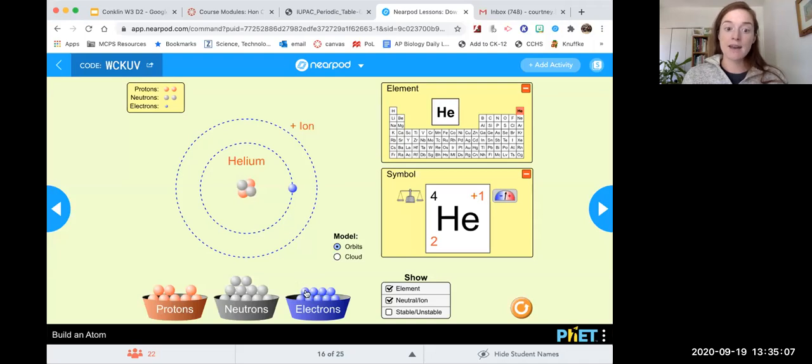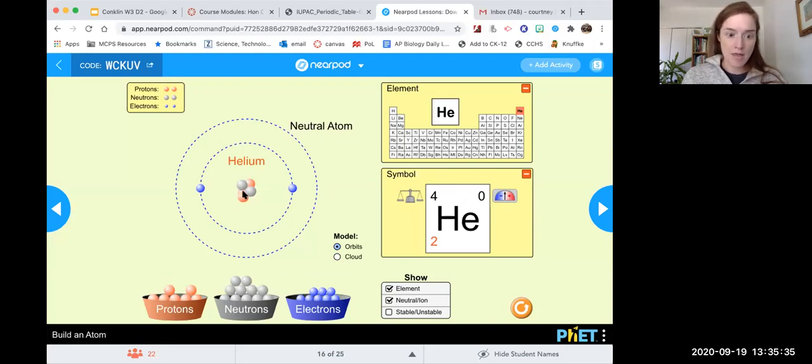When we start adding electrons, 1 electron balances out 1 positive proton, but there's still 1 more positive charge than negative charge. So overall it has a +1 charge, and it's called a positive ion. If we add another electron, now it's called neutral, because there's the same number of protons, 2, as electrons.